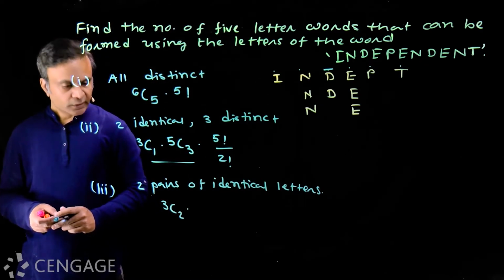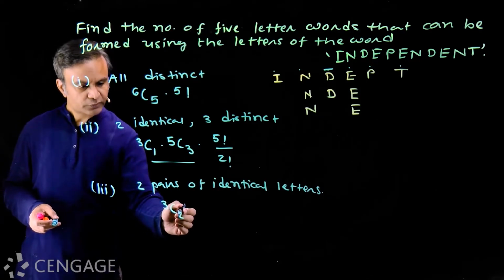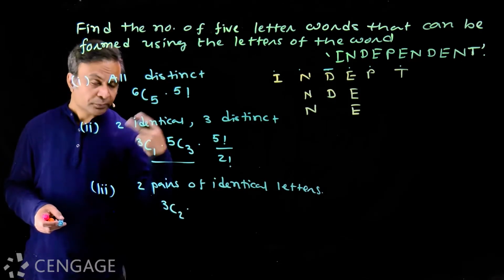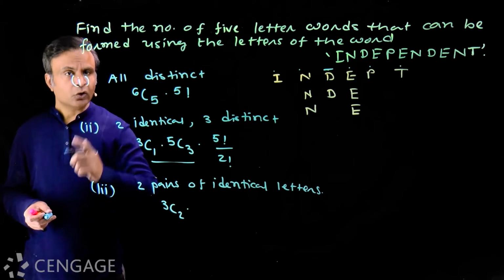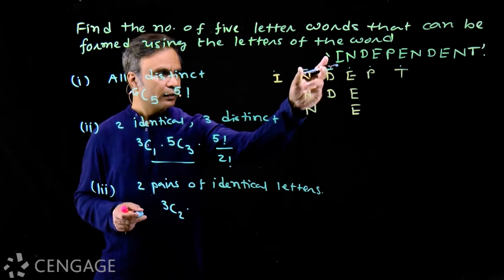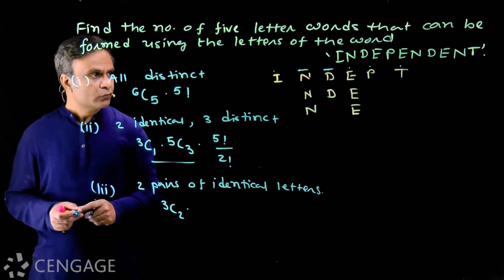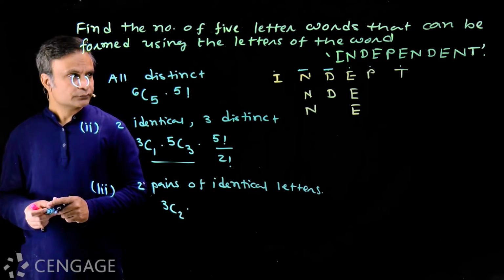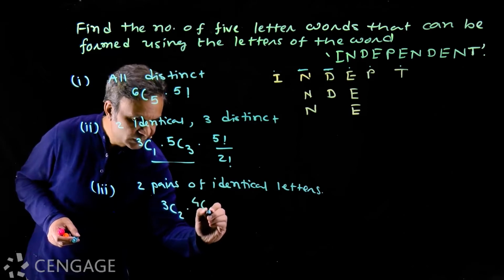Now effectively we have selected 4 letters. In this 3C2, what we have done is select 2 pairs of identical letters. Now we have to select one more letter. Suppose we have selected these 2 pairs of identical letters. So now we have 4 options to select one letter and we can select in 4C1 ways.